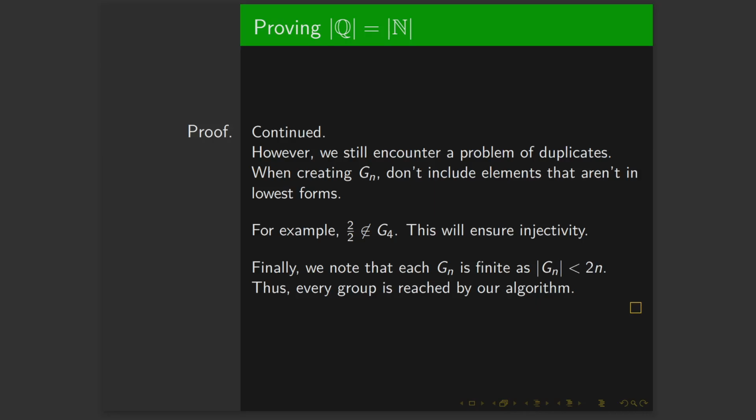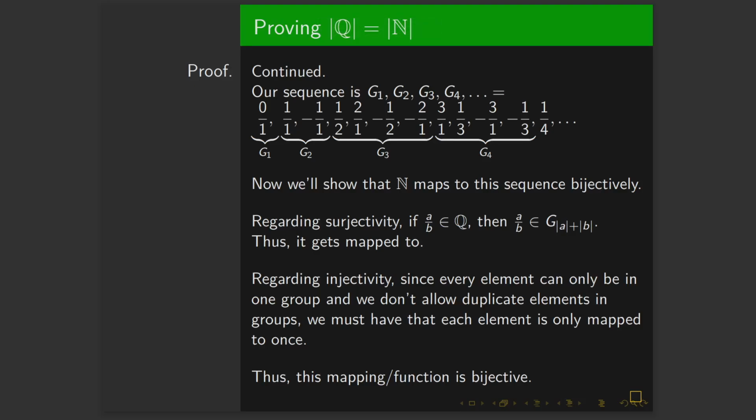So what we're going to do is when we create an arbitrary group, let's say Gn, we're not going to include elements that aren't in lowest forms. For example, 2 over 2 is just not an element of G4. This means that we can find injectivity. And once again, since each group is finite, it's less than 2n, every single group will be reached by our algorithm. So there's no worry of it forever being stuck on one group. That doesn't happen.